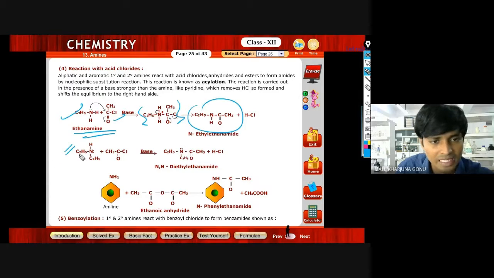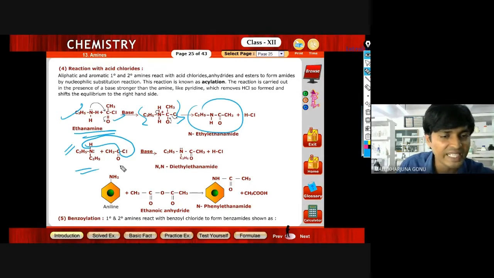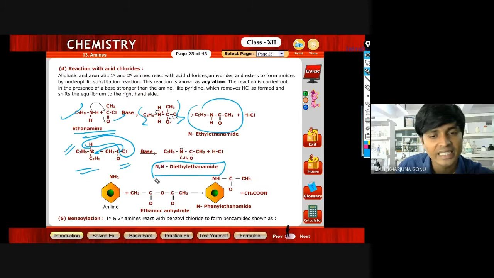How to write this? Take the H out from the diethylamine and the Cl. Orient it like this, it will be easy in practice. Later, by looking at the reactants only, you can write HCl. Where you are removing from, add it there and write. So that's how C2H5, C2H5, COCH3. This is called N,N-diethyl ethanamide. Okay.